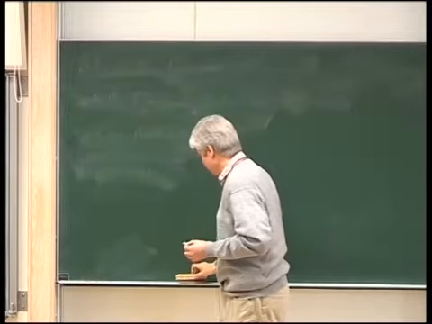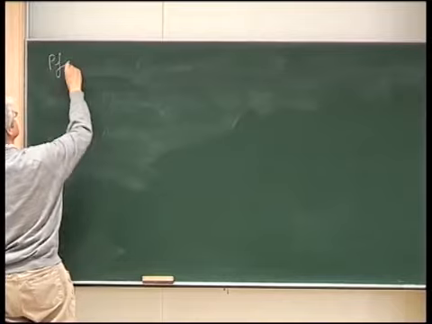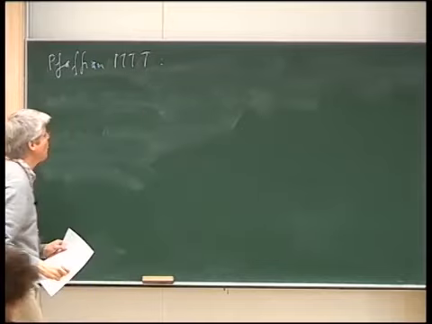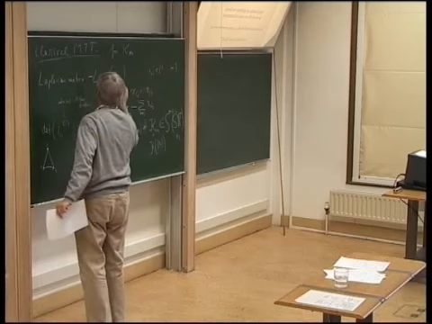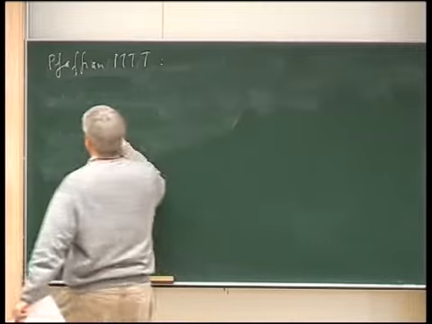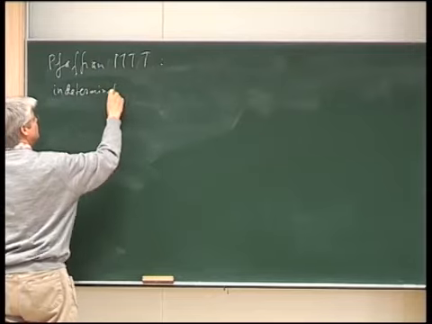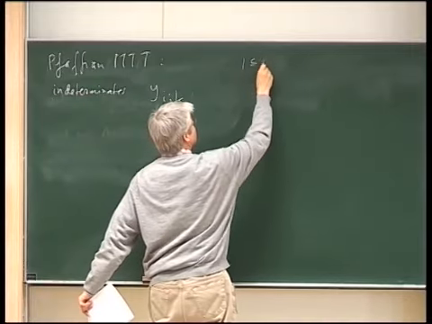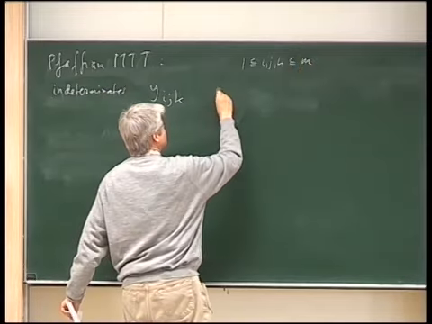So what I'm going to do is, the Pfaffian MTT. I'm going to take this matrix, now taking in these variables, indeterminates y_ijk, again with 1 ≤ i, j, k ≤ m. But they should be skew symmetric.